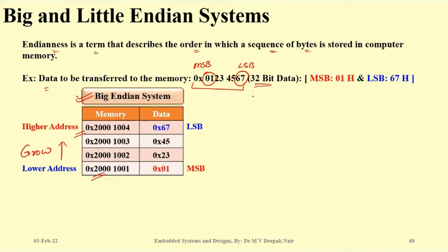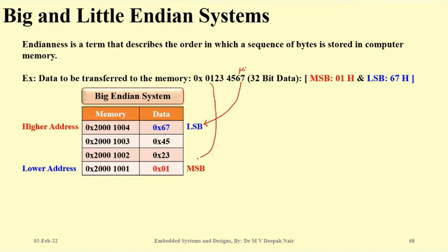So the data, if you are loading it into a Big Endian system, you can see 67 has moved to the higher address, whereas 01 has moved to the lower address. So MSB goes to the lower address, whereas LSB goes to the higher address. This is what the Big Endian system follows.